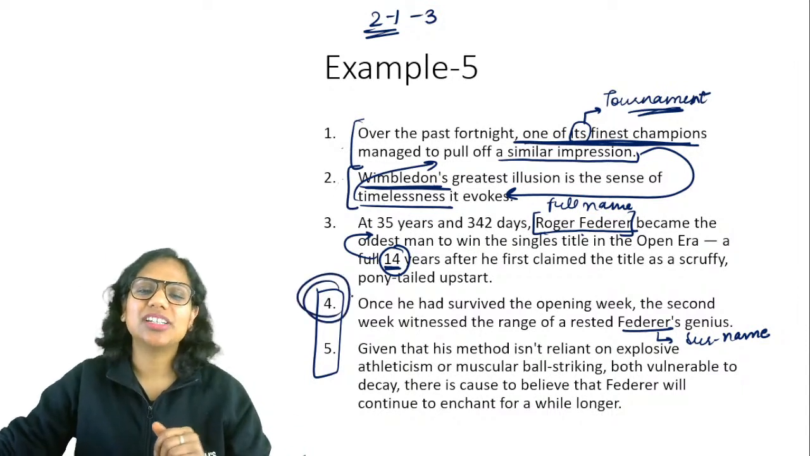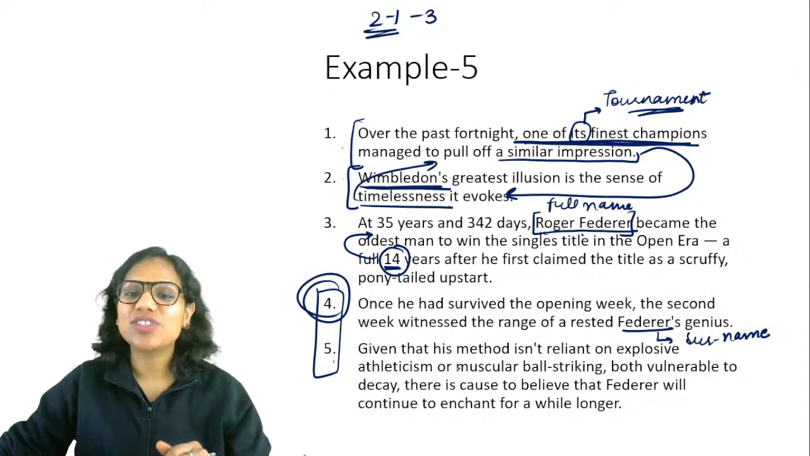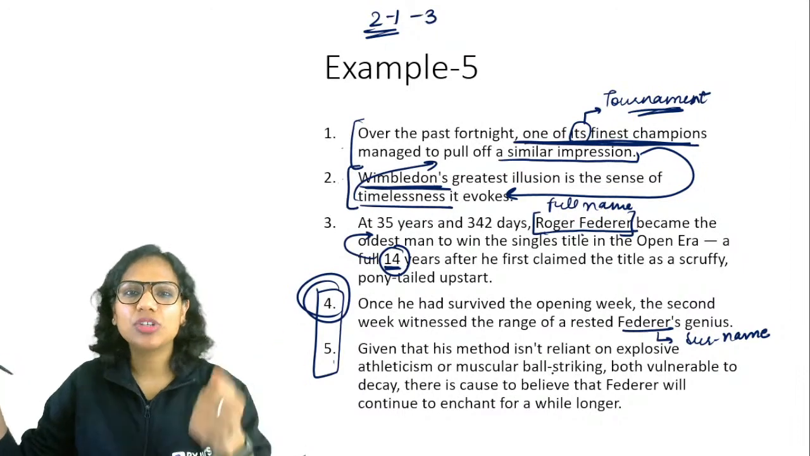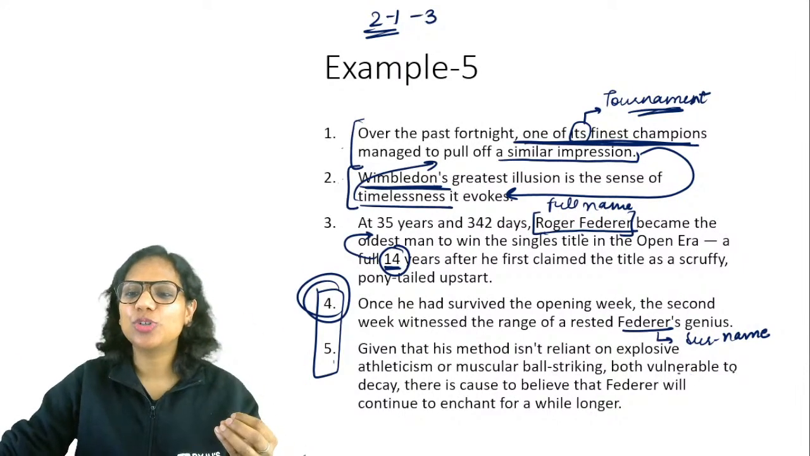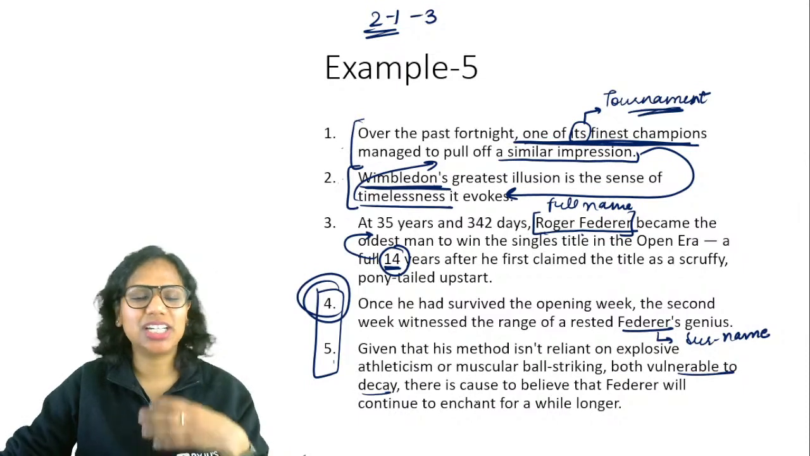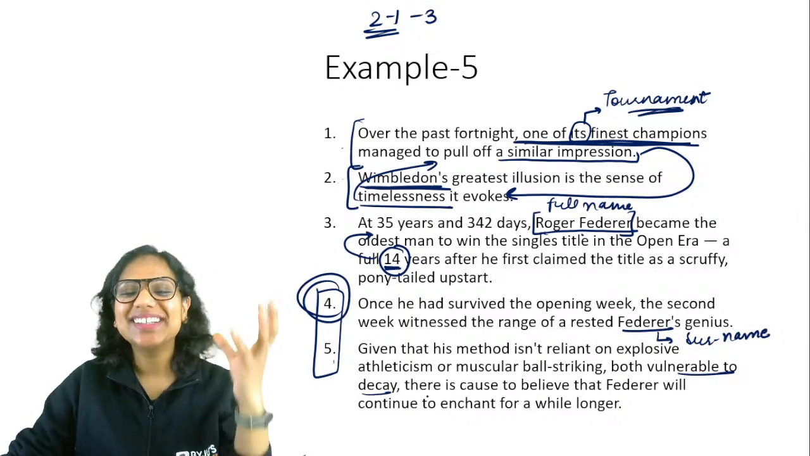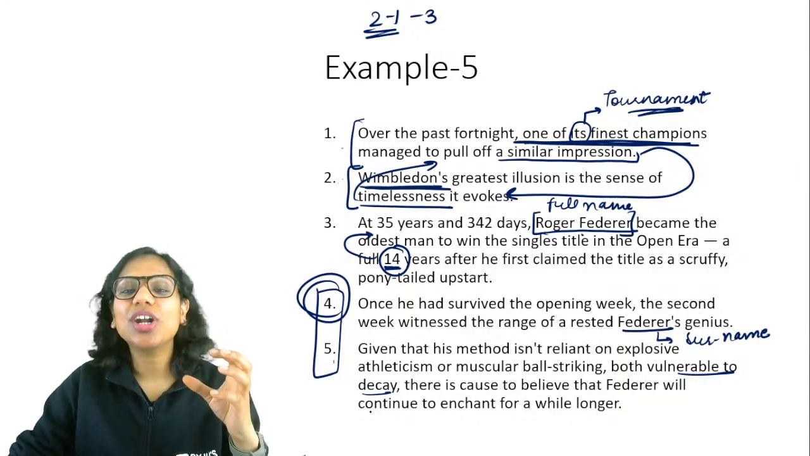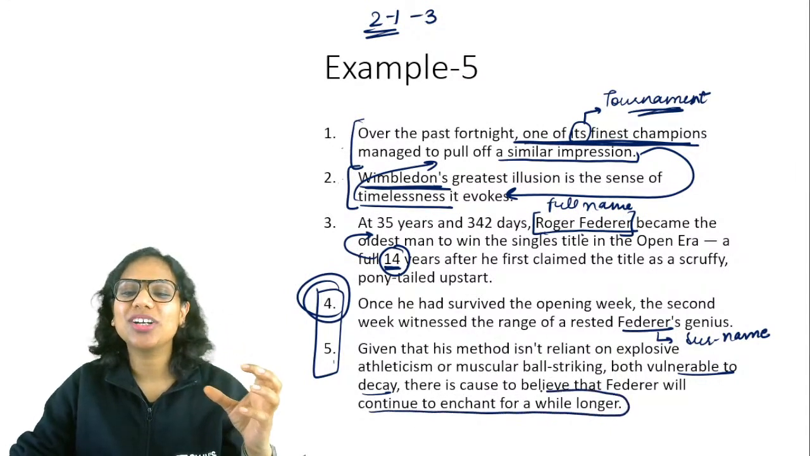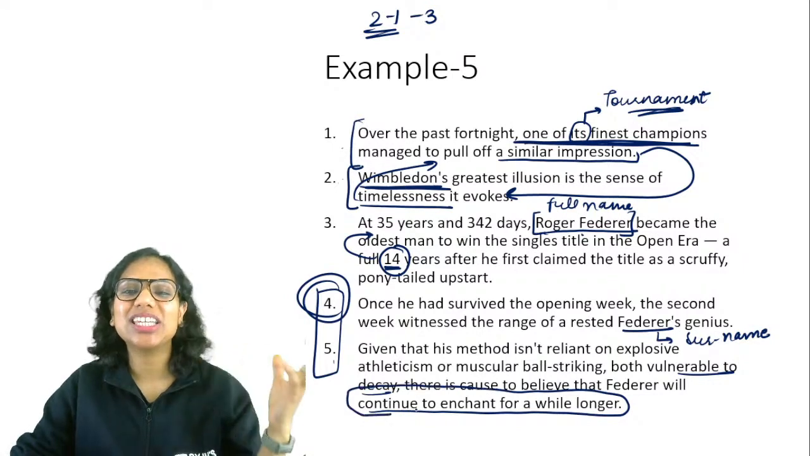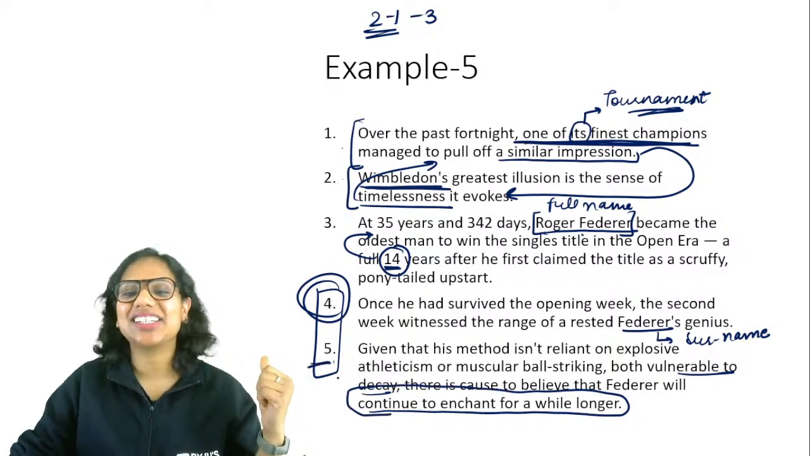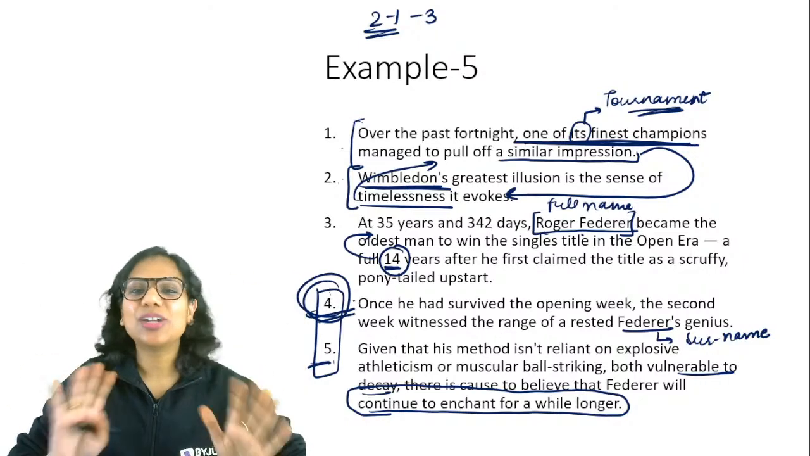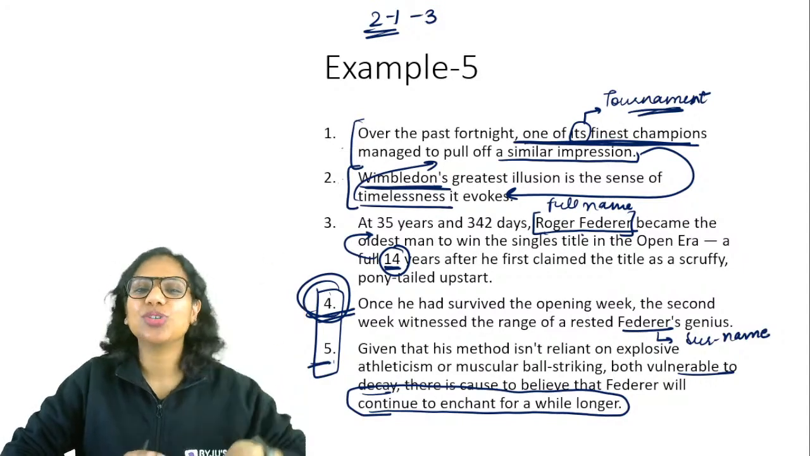This is more unrelated to the discussion because, again, 5 says given that his method is not reliant on explosive athleticism and muscular ball striking, both vulnerable to decay, both actually degrade or basically diminish after a while, there is cause to believe that Federer will continue to enchant for a while longer. Again, timelessness, the evergreen nature, is highlighted here. This is talking about the opening week. This is going into the details of Wimbledon. That was not the purpose of this paragraph, to go into the details of the match.